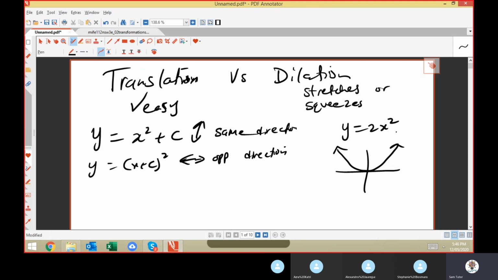But the idea with the 2x squared is that because it's multiplied by 2, it's going to get there a lot faster. So for example, if you had to draw both of them, you would have to draw y equals 2x squared there, and then obviously y equals x squared there. If it's half, so if it's slower, then it's going to go even more slowly. So this would be like a y equals half x squared. So your dilations are multiplied in front.